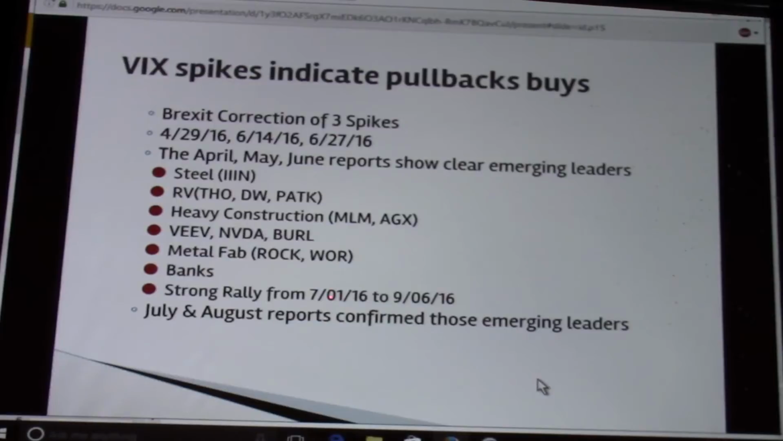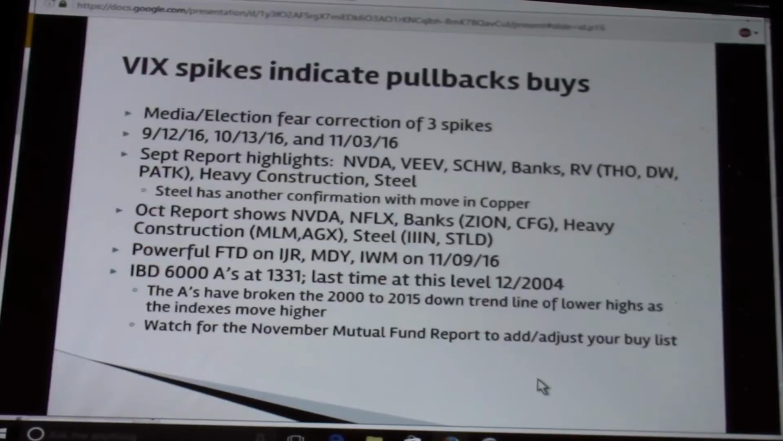Strong rally from July. Actually, it was sometime in the middle of August when it ended, depending on what index you're looking at. But the July and August reports showed huge buying. So that was basically just confirming a lot of the things, but there were a lot of big cap names. Facebook was on there. I think I showed you that report. What you care about are the small cap names and mid cap names.